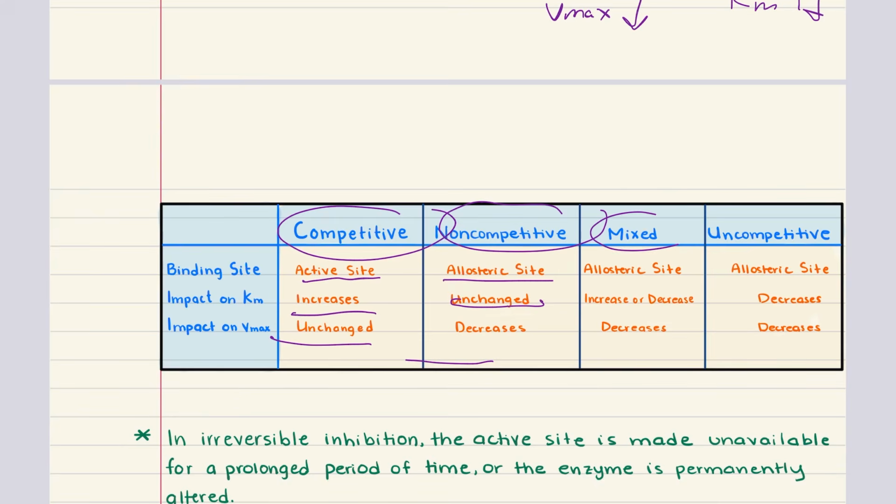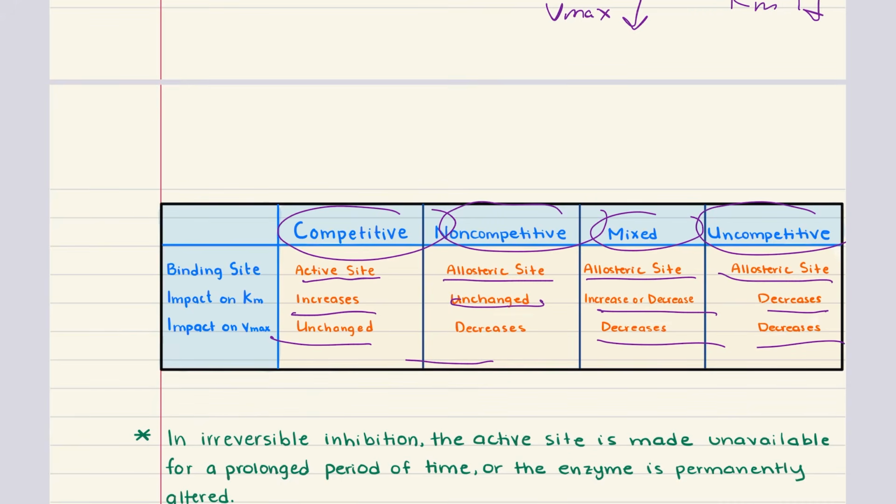For mixed inhibition, the inhibitor also binds at an allosteric site. Vmax decreases, and Km may either increase or decrease depending on binding preference. Finally, for uncompetitive inhibition, the inhibitor binds only to the enzyme substrate complex at an allosteric site. Both Km and Vmax decrease.